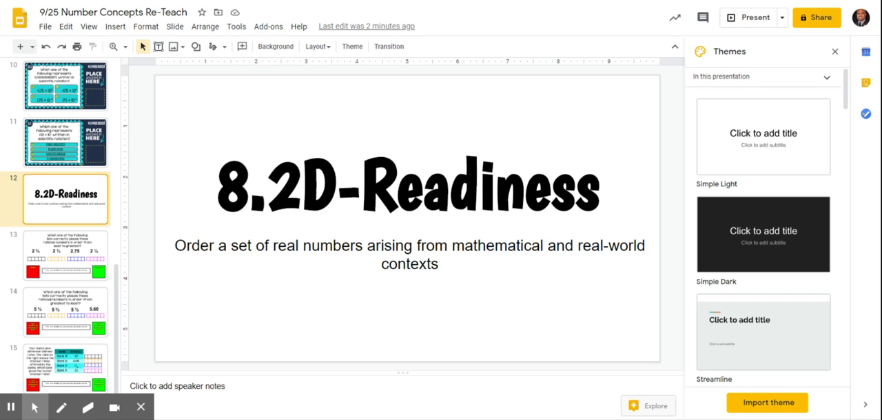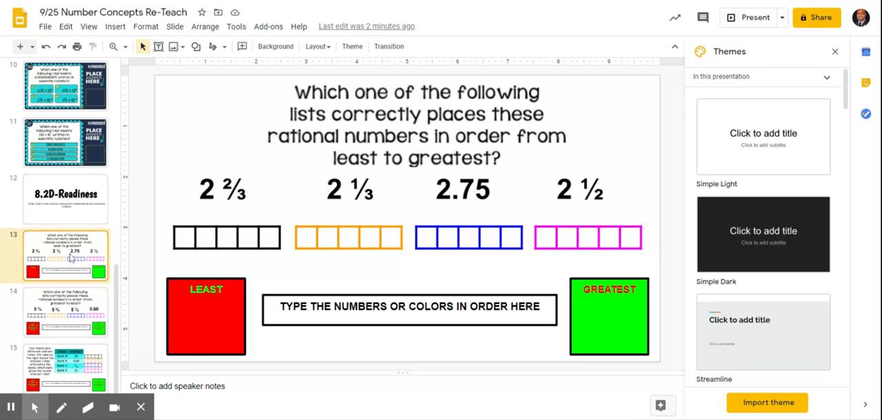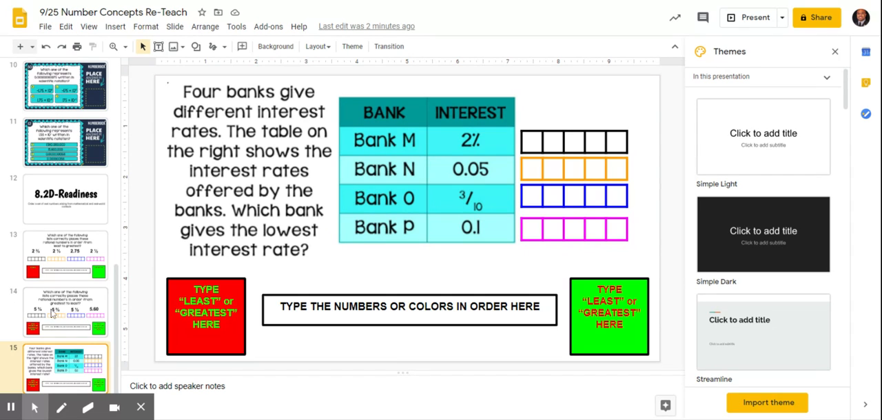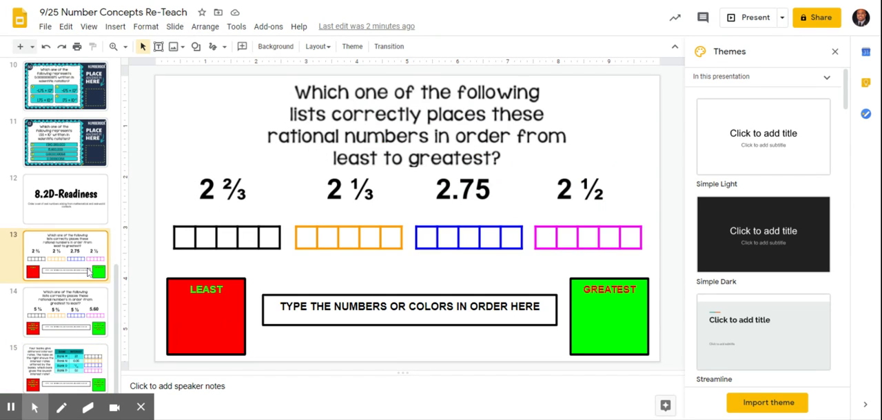The last TEK on our test was 8.2D, order a set of real numbers arising from mathematical and real-world contexts. That means ordering least to greatest and greatest to least. So slides 13, 14, and 15 ask you to do that. I will show you how to do so on slide 13.